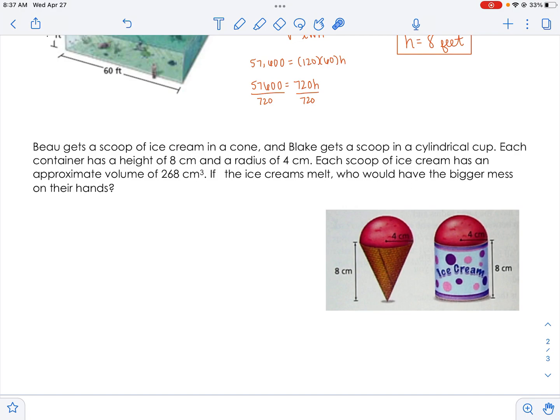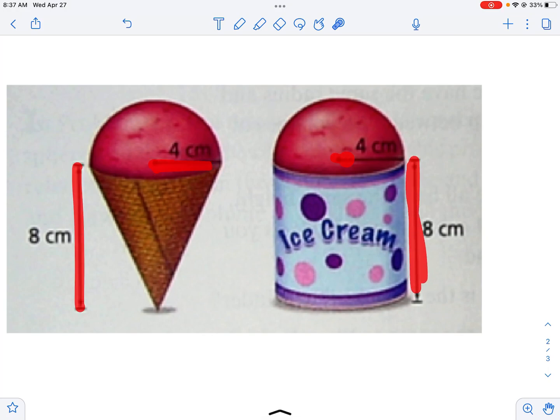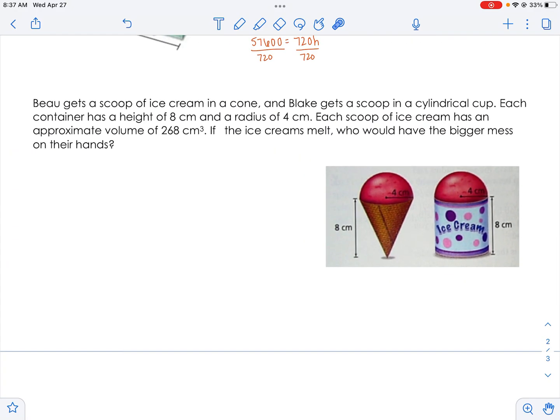Now, I want you to think about this logically for a second because we actually don't need any numbers. If I look at this, I do know that the cone and the cup are the same height and they have the same width. They have the same radius. Each boy is getting the exact same amount of ice cream. It said each boy is going to get one scoop. So we just have to think who would have a bigger mess, meaning who would have more overflow, more of a spill. Would the cone have more of a mess or would the cup have more of a mess? Think which one holds less, that creates the mess.